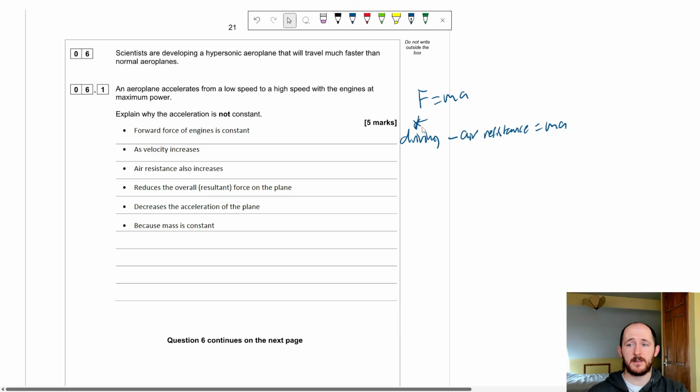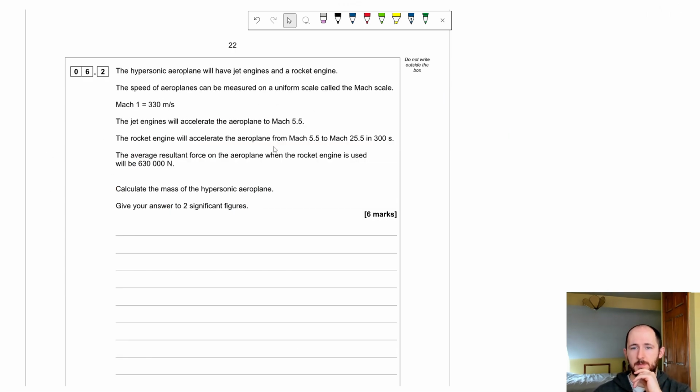So although the driving force is constant, the overall force acting on the plane is not constant. Because as it speeds up, the air resistance, the air is trying to stop it more and more and more. The air resistance increases, which means the acceleration will drop. They give us a lot of information here. The hypersonic aeroplane will have jet engines and a rocket engine. The speed is measured on a uniform scale called the Mach scale.